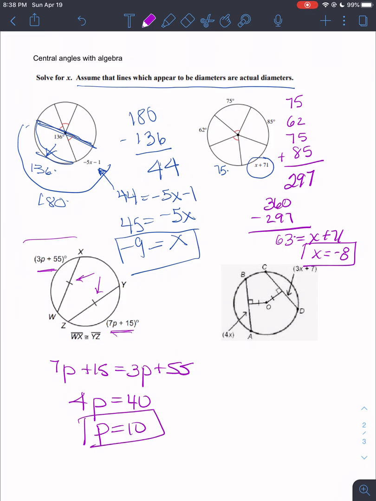Okay. We're going to use that new rule on this last example. They're showing us that these two chords are the same distance from the center of the circle. If chords are the same distance from the center of the circle, we can assume those two chords are congruent. So we're going to just say 4x equals 3x plus 7. Subtract 3x from each side. It looks like x is going to be 7.